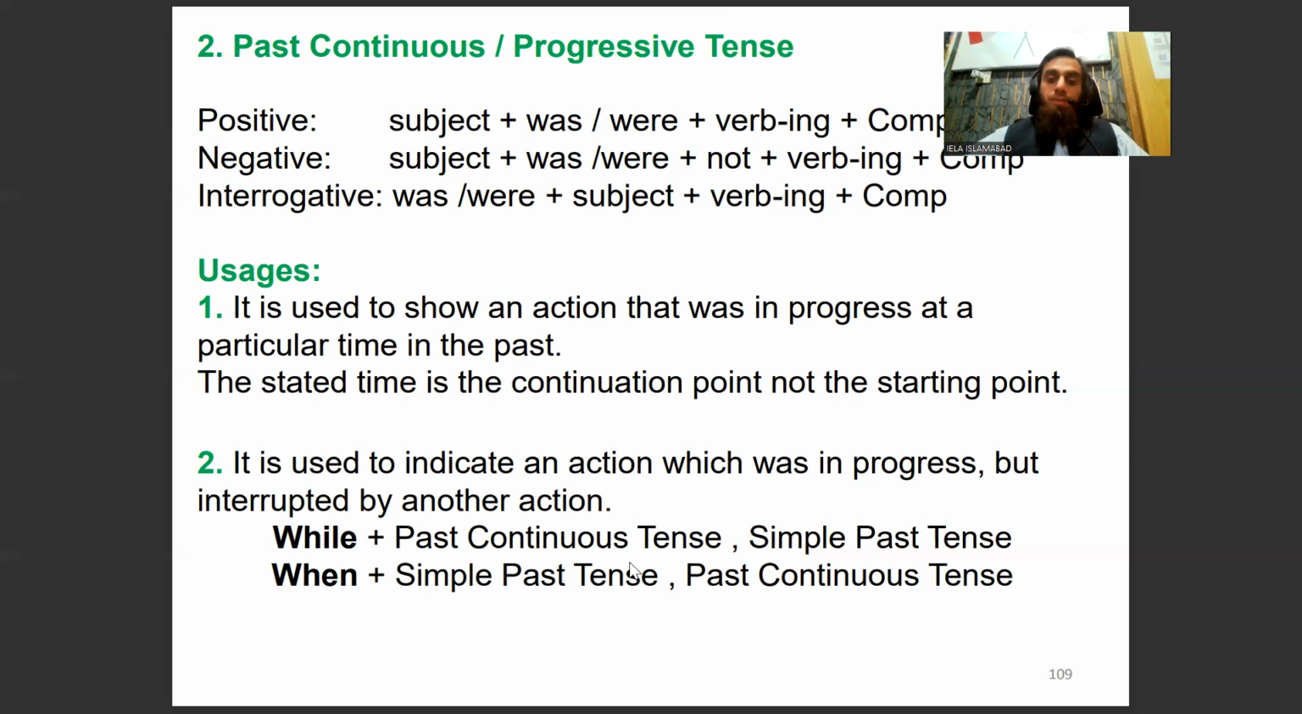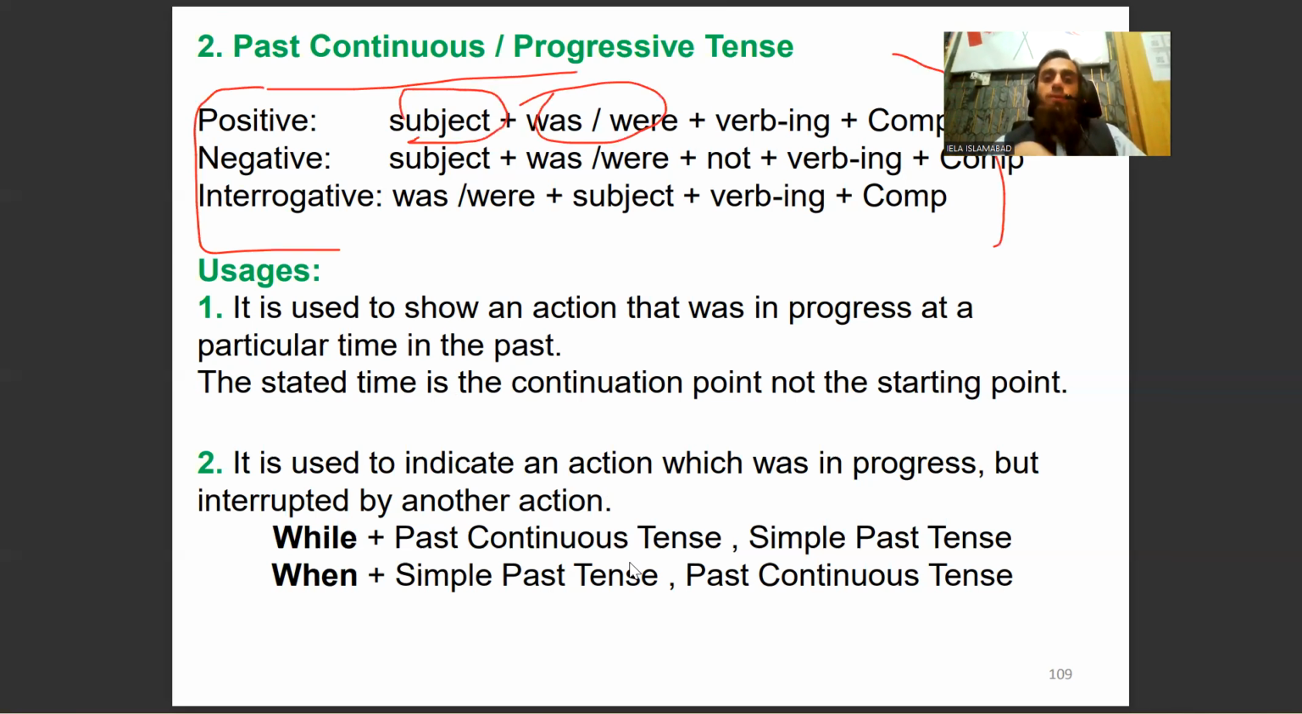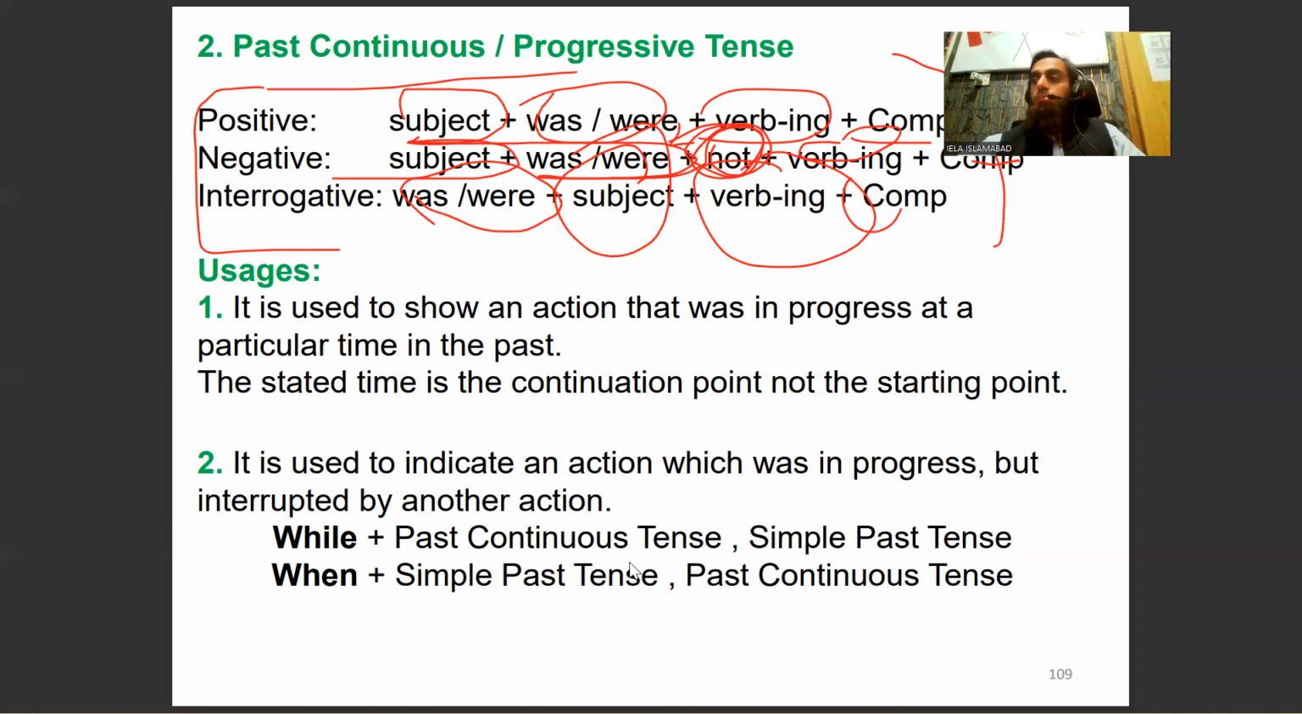Next, we have, as I mentioned, past continuous or progressive tense. Now, the structure is here in front of you. First of all, subject plus was/were plus verb ing plus complement. Negative, subject plus was/were plus not. Not comes after was/were, plus verb ing plus complement. For interrogative, was/were at the beginning, then plus subject plus verb ing plus complement. Right? Okay. So this is the simple structure for this past continuous tense.